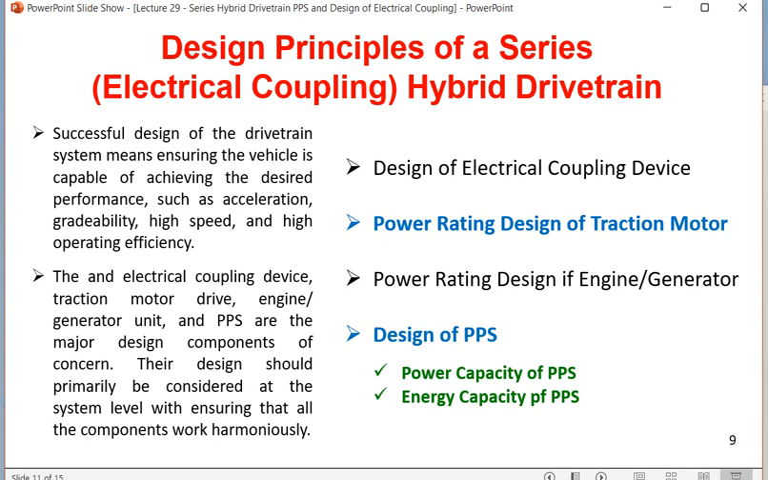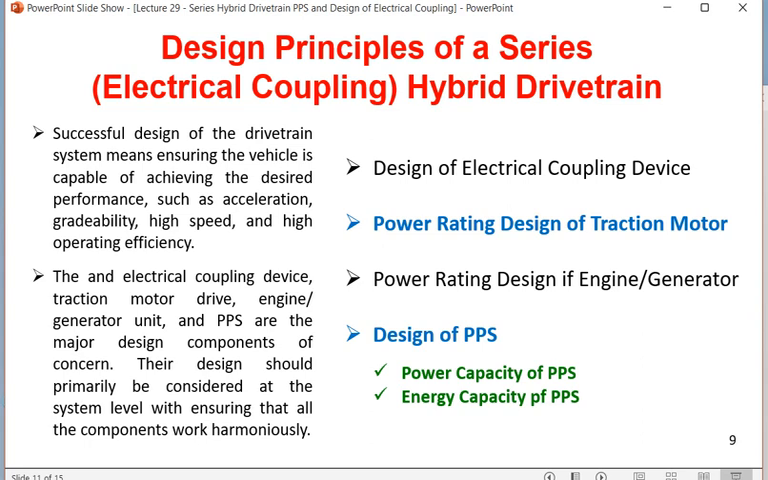Successful design of this drivetrain system means ensuring that the vehicle is capable of achieving design performance such as acceleration, gradability, high speed, high operating efficiency, etc. Electrical coupling device, traction motor drive, engine generator unit, PPS, all these are major design components of concern. Their design should be primarily considered at the system level, ensuring that all the components work harmoniously. Design of electrical coupling device is a very big thing. Power rating design of traction motor, another important thing. Power rating design of the engine generator. These all are very important things, and most important is design of the secondary source.